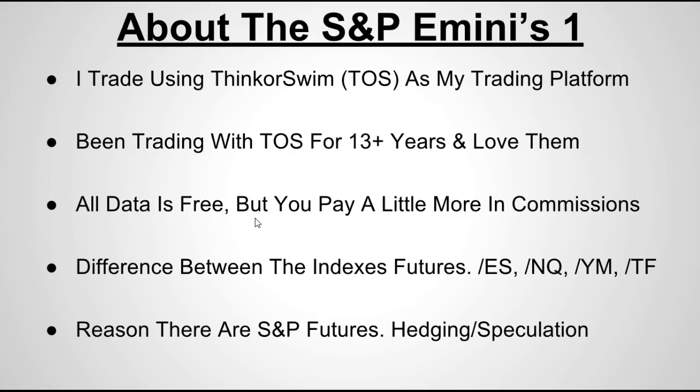What's the difference between the index futures? Okay, well, you have 4 major index futures. The ES, which is the E-mini S&P 500 futures. You have the NQ, which is the NASDAQ futures, NASDAQ 100. Okay. Then you have the YM, which is the Dow 30. And then you have the TF, which is the Russell 2000 futures. So all these are the indexes, and you can also trade the futures on them.